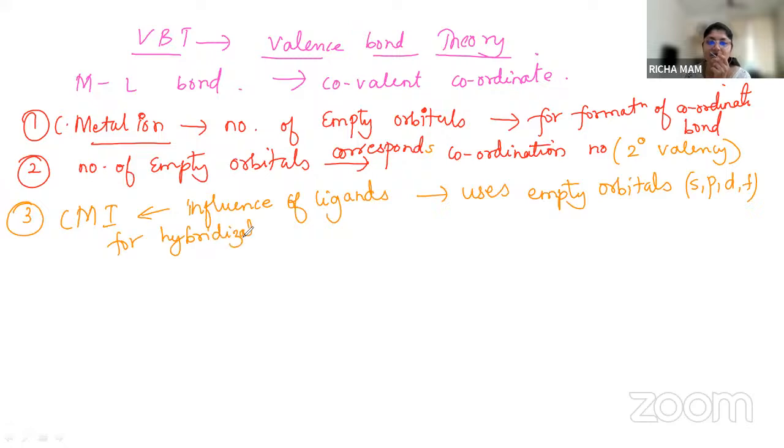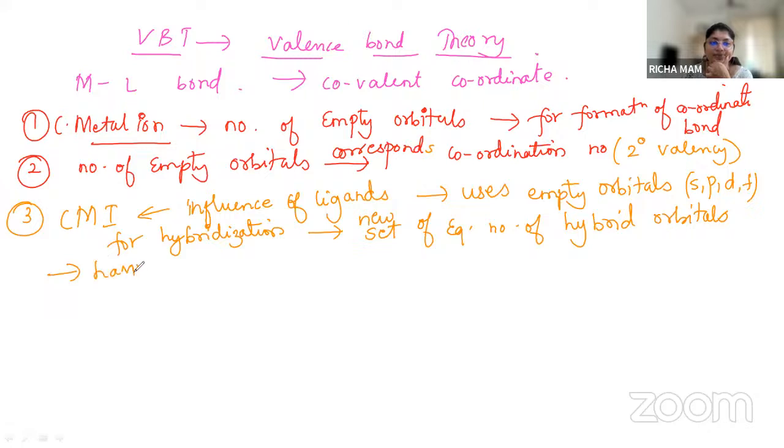Hybridization means your metal and ligand will bond, so that it can form the coordinate bond. So it uses the empty orbitals for hybridization and gives a new set of equal number of hybrid orbitals, and these hybrid orbitals will have a spatial arrangement.